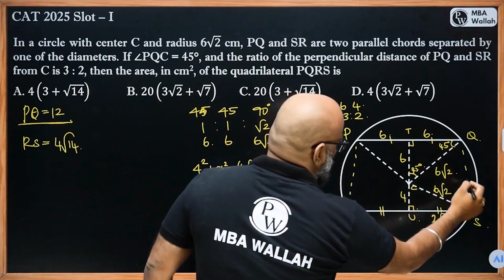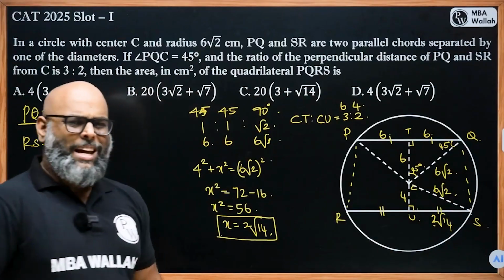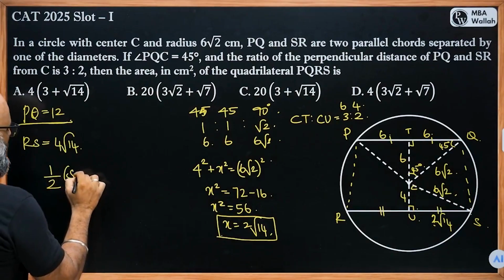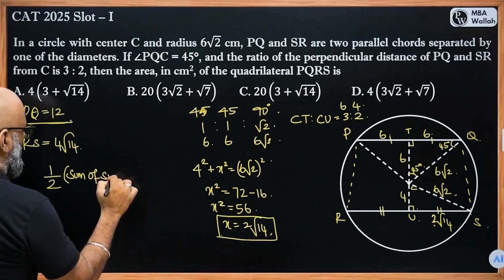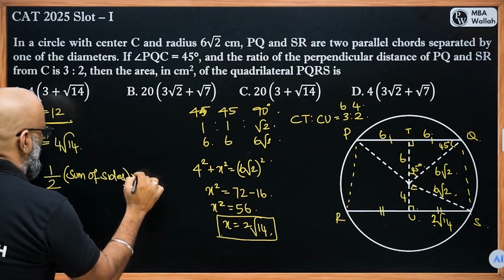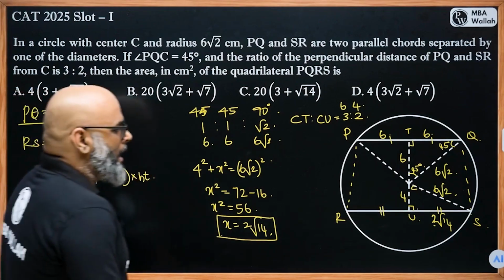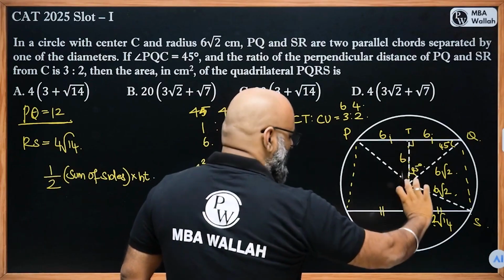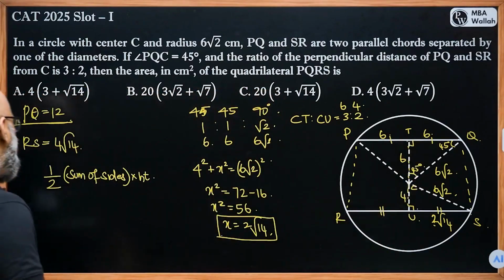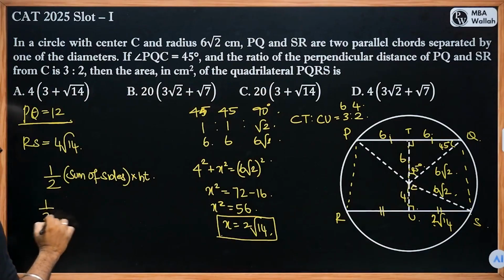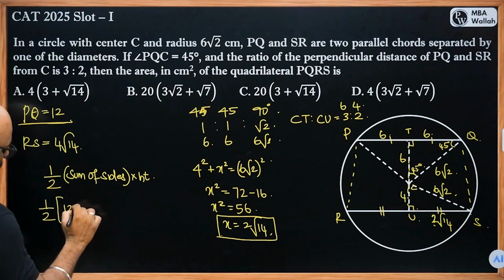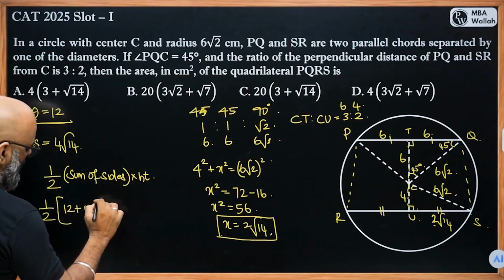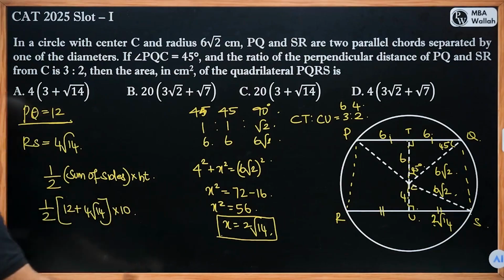Now area of PQRS. Now PQRS is a trapezium. What is the area of a trapezium? That will be half of the sum of the parallel sides into height. What is the height here? The perpendicular distance between the parallel sides. 6 here, 4 here, that's 10. So that will be half into 12 plus 4√14 into 10.